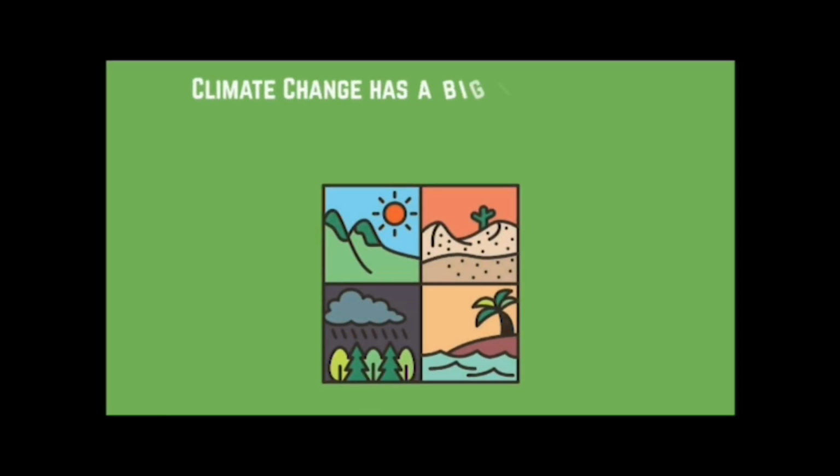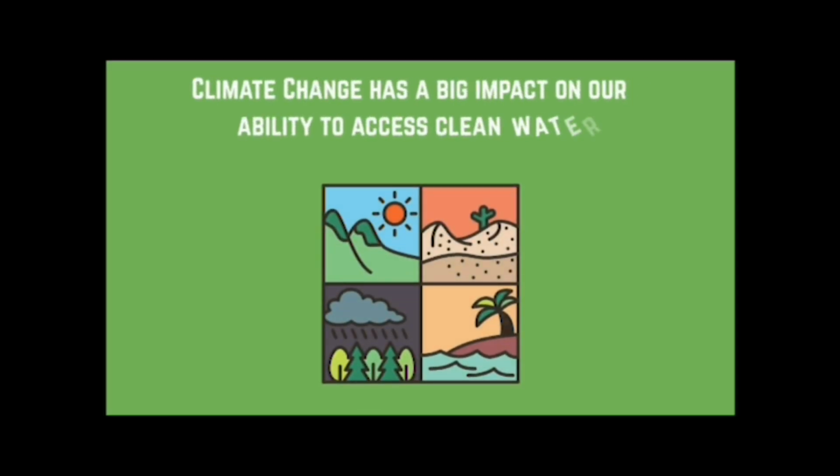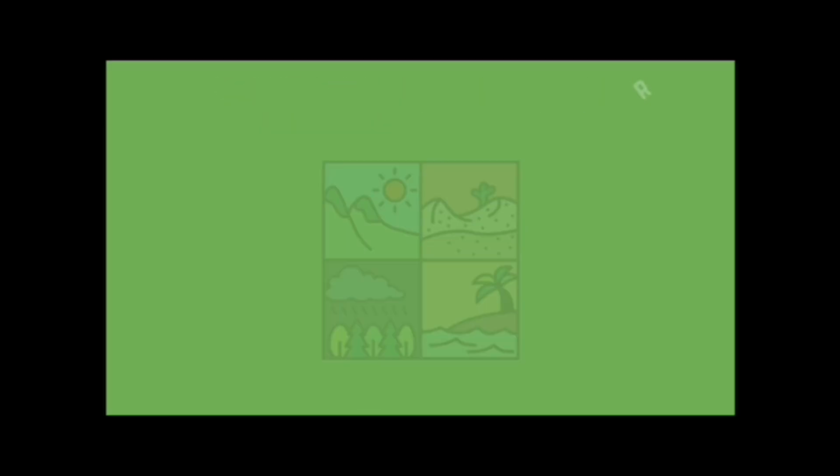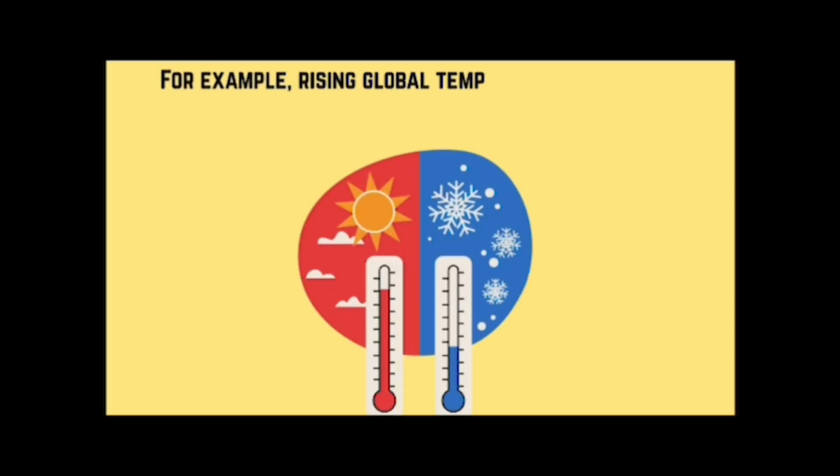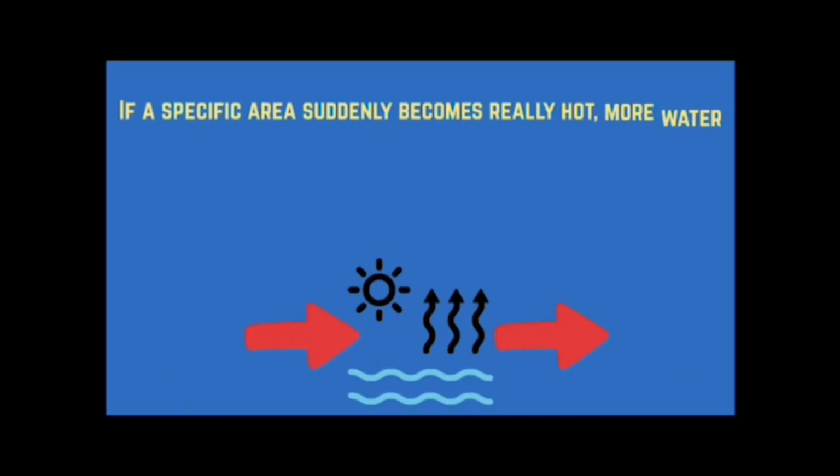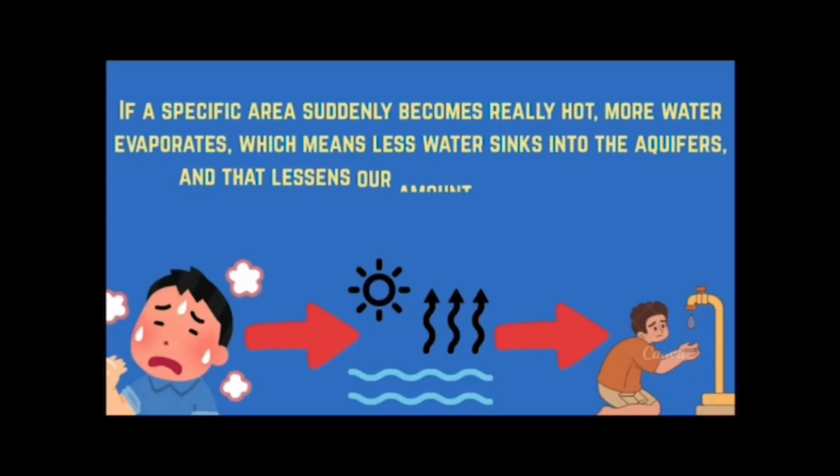Climate change has a big impact on our ability to access clean water. For example, rising global temperatures have a big effect on water quality. If an area becomes really hot, the evaporation rate will increase, which means less water will sink into the aquifers. That lessens our amount of drinking water.